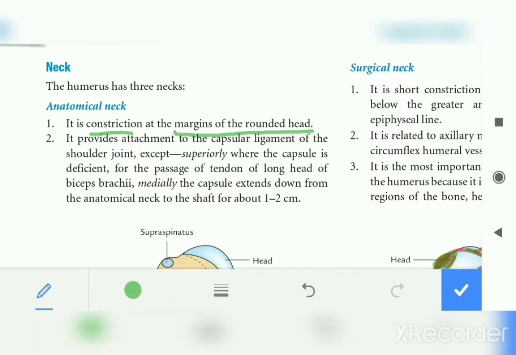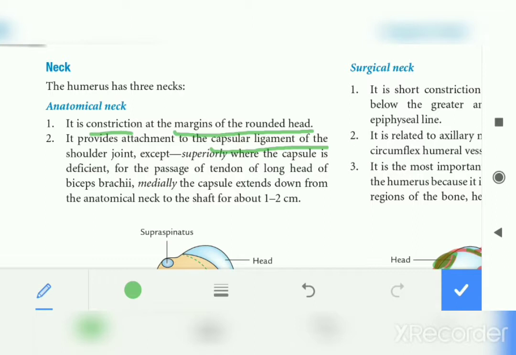What does it provide attachment to? It provides attachment to the capsular ligament of the shoulder joint. We have already told you the head usually forms a joint with the scapula, the glenoid cavity of the scapula, that is called the shoulder joint or glenohumeral joint. So, where there is a joint, there will be a capsular ligament.